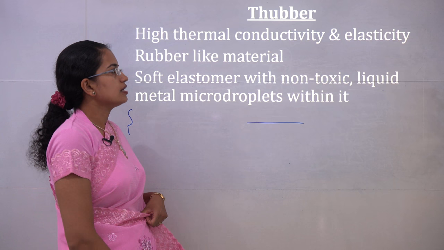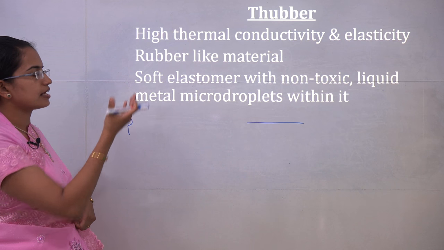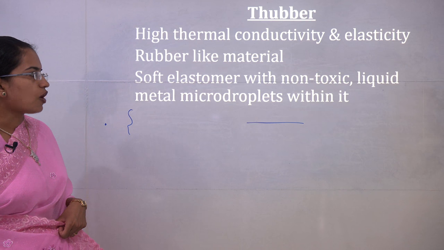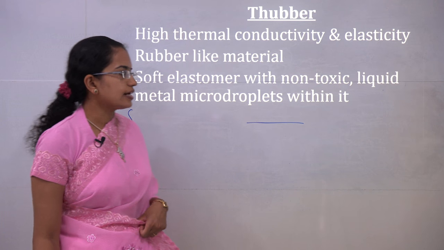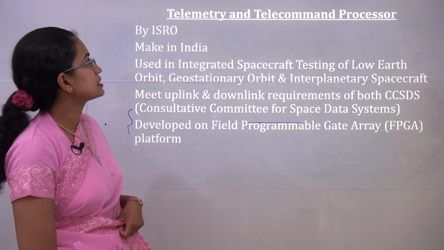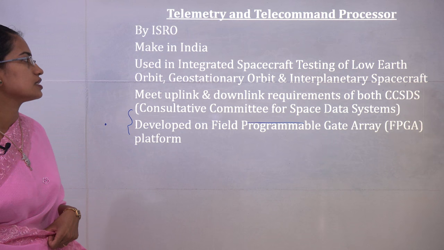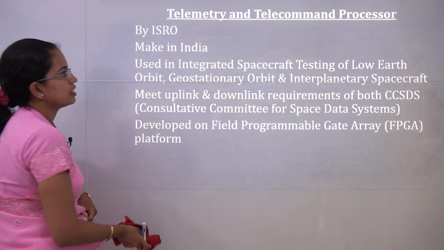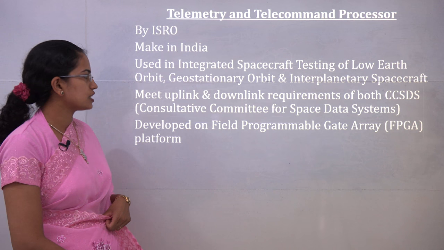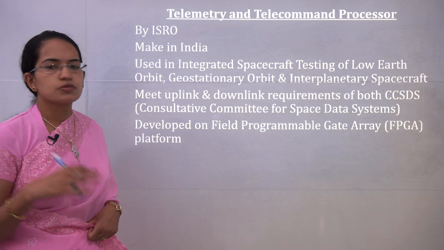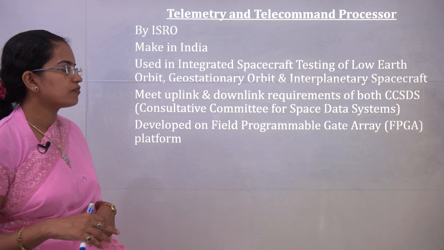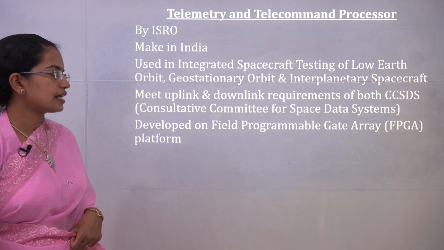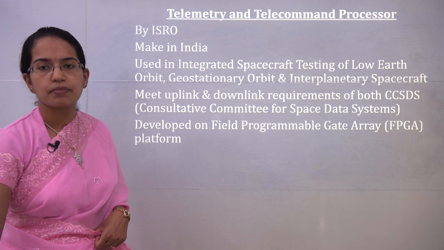The next is thubber. Thubber is a rubber like material, as the name we can see. It has high thermal conductivity and elasticity. It is a kind of soft elastomer which is non-toxic and is liquid. The next is telemetry and telecommand processor. This has been released by ISRO, again under the Make in India project. It is used in spacecraft in geostationary orbits. It meets both the uplink and the downlink requirement for CCSDS, that is the Consultative Committee for Space Data Systems, and it has been developed on the field programmable gate array.